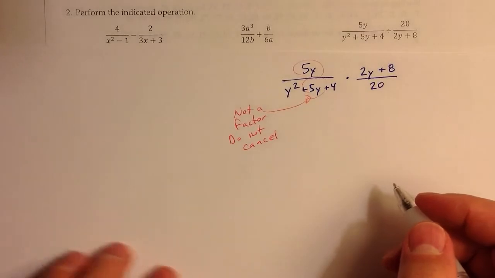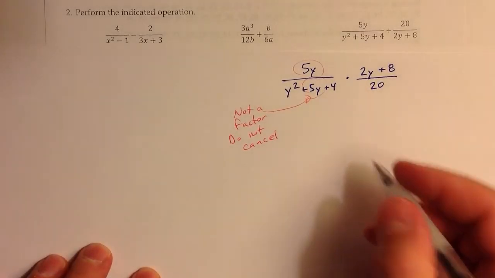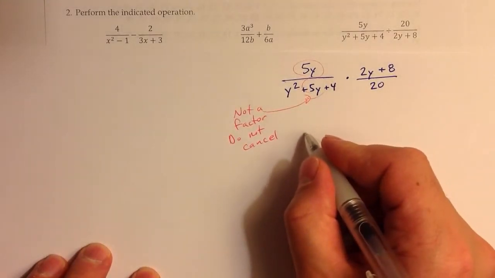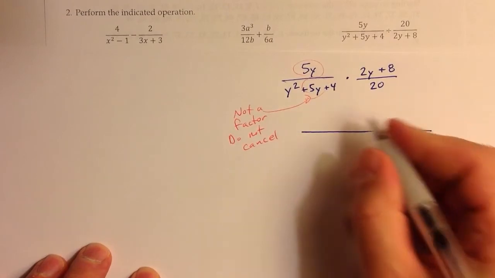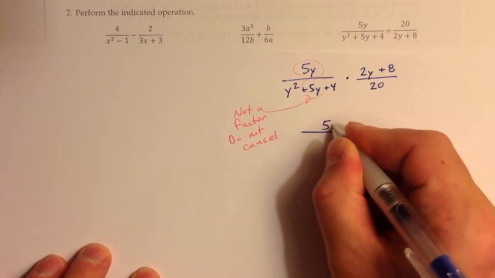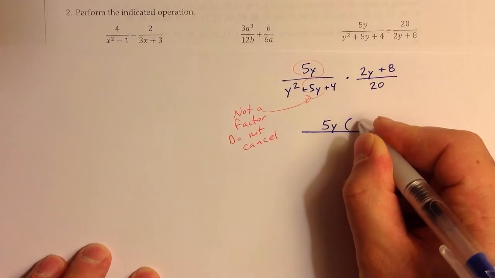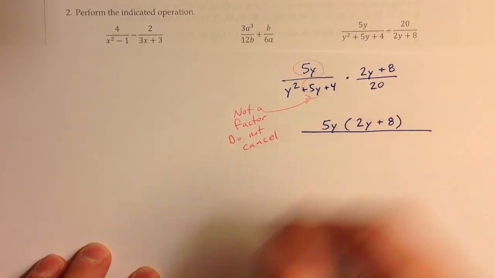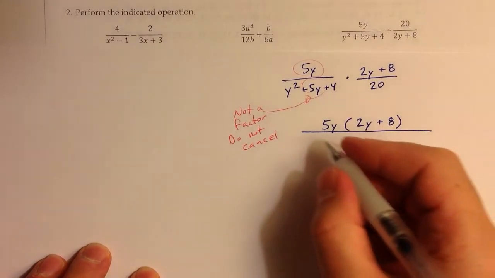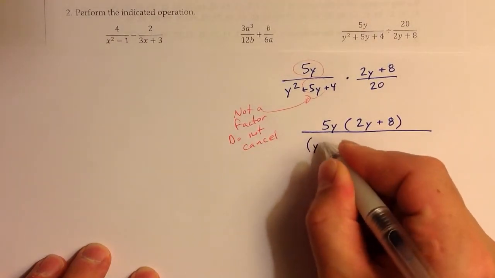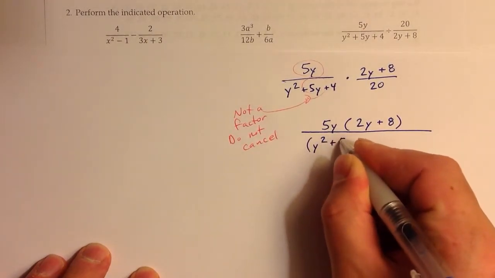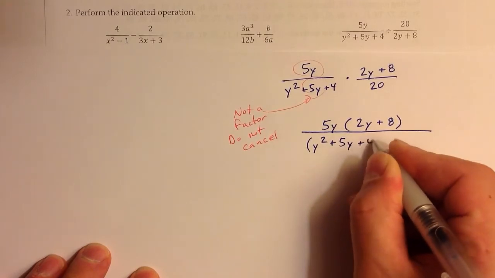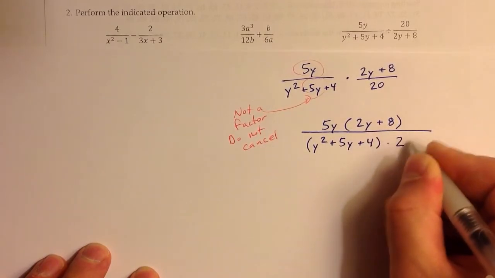But what I can do to try to simplify this is try to find common factors in the top and the bottom. So I could write this as a single fraction. With multiplication, we don't need a common denominator, so I can simply multiply together the two numerators and then multiply together the two denominators. But now what I want to do is try to factor what we have as much as I can.